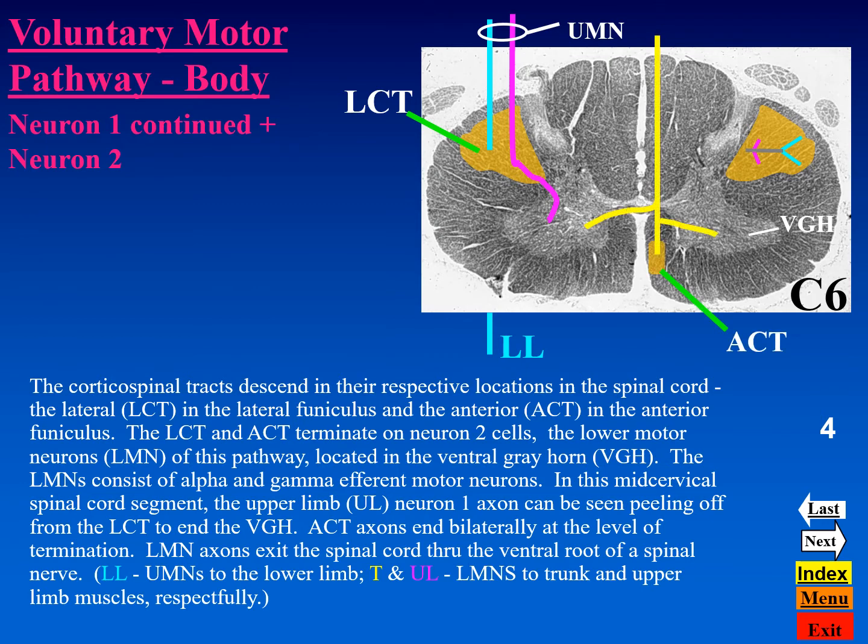Also, projecting into the ventral gray horn, we have fibers of the anterior corticospinal tract ending bilaterally. These will be helping to control axial musculature. So here we see the cell bodies of neuron 2 in the pathway, the lower motor neurons, whose axons will exit the spinal cord through the ventral root and eventually pass through the spinal nerves, reaching their muscles of destination.